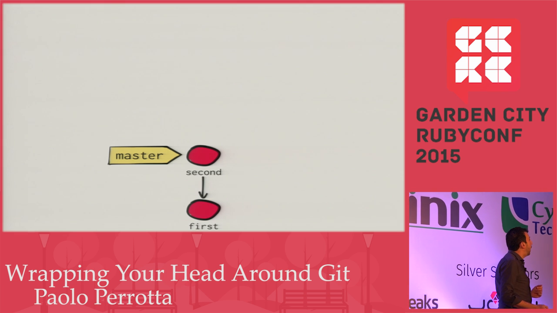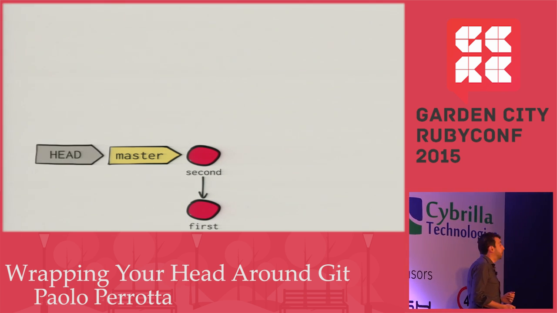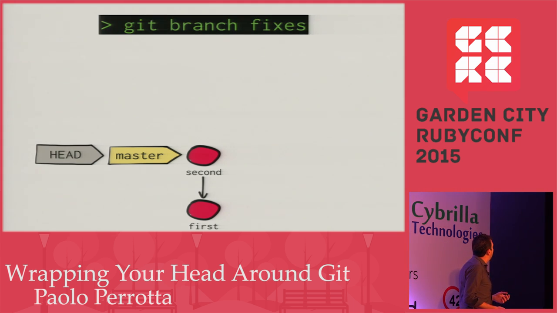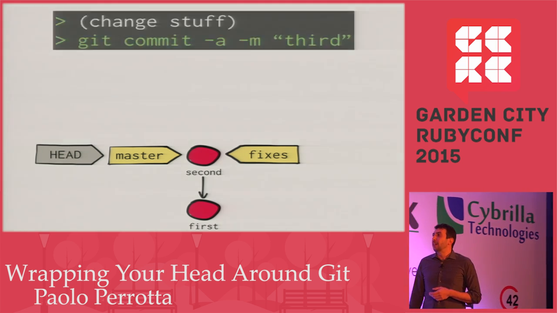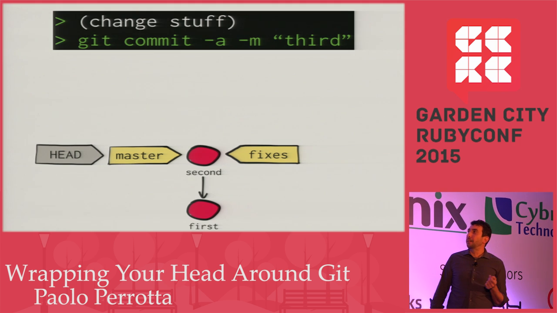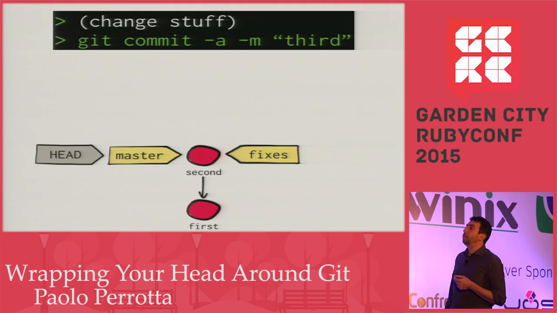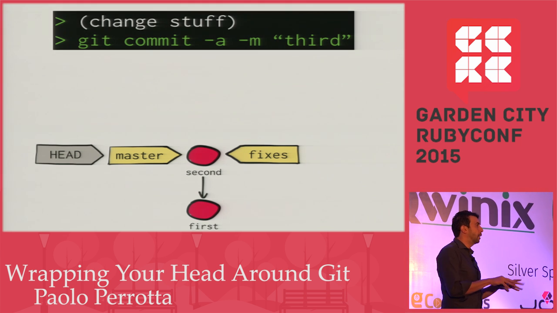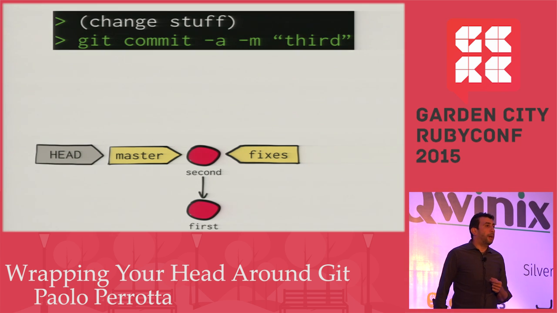We said that we have a branch named master, which is a reference, and we have a reference to the reference, which is HEAD. And then we have another reference. Once we say git branch fixes, that is called fixes, okay? So what happens now, if I change some stuff in the command line, for example, I edit a file, and then I say git commit -a, which stands for add everything new, so I can skip the git add part, -m, third. What is happening here?